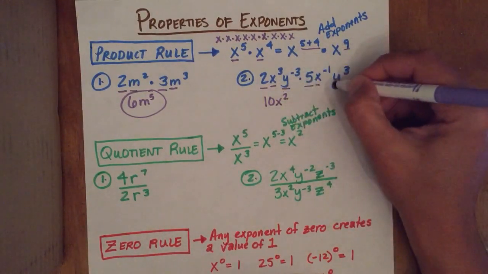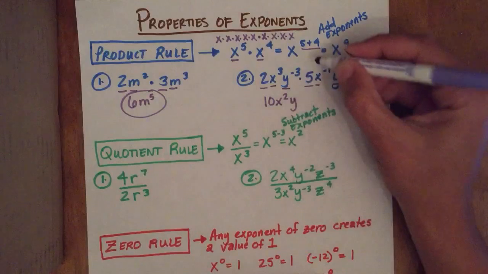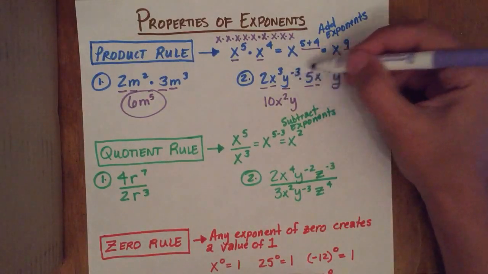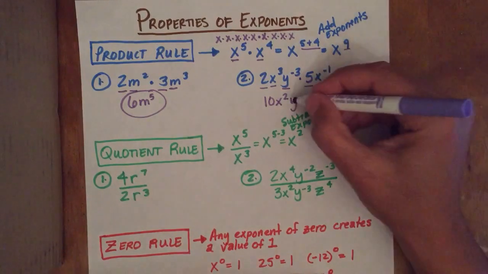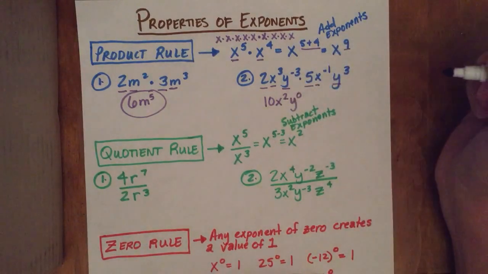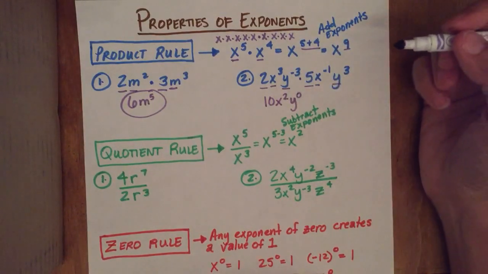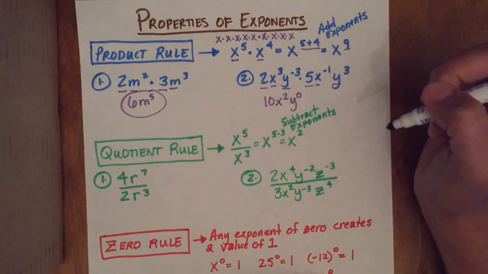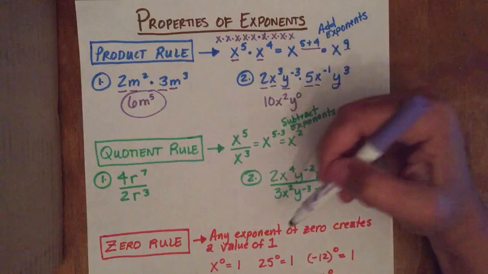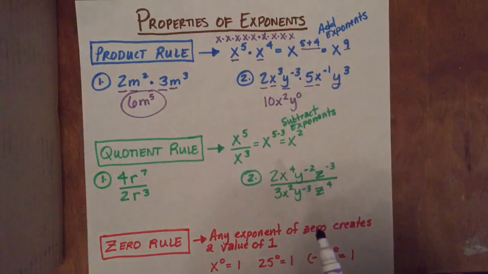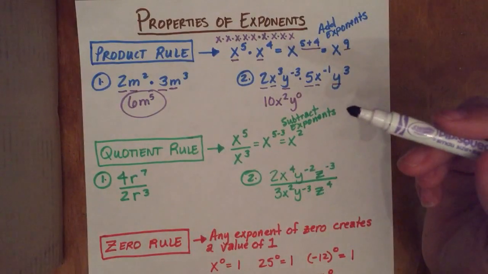I've got a y and a y. I've got -3 and +3. -3 plus 3 gives me 0. However, I don't need to write y to the 0, and we'll come back to that. There is another rule that we're going to examine down here, and we'll come back and we'll fix it, and I'll show you how we can change it.